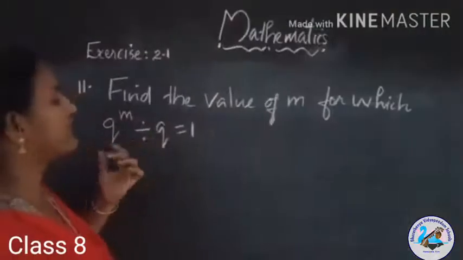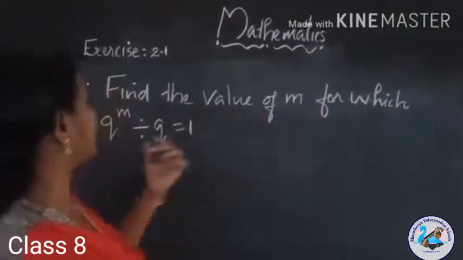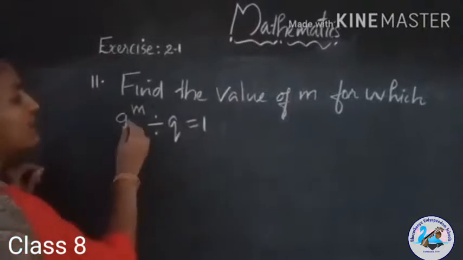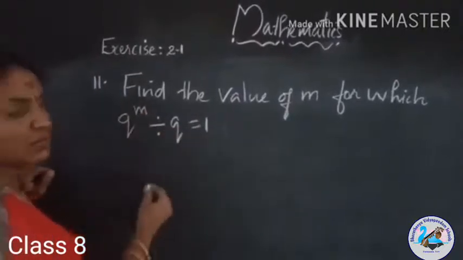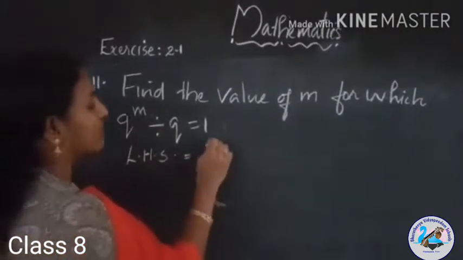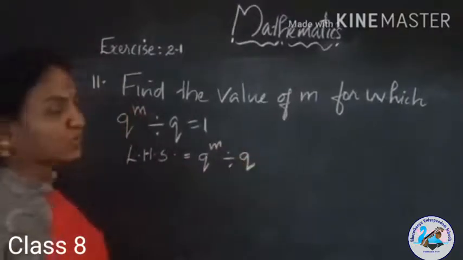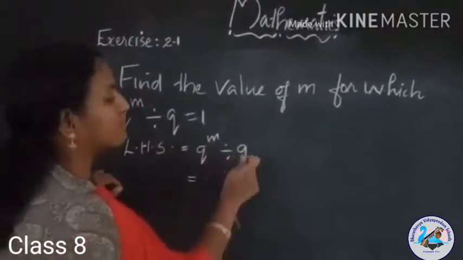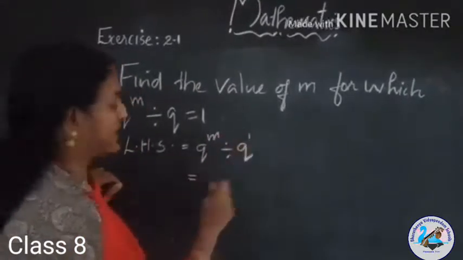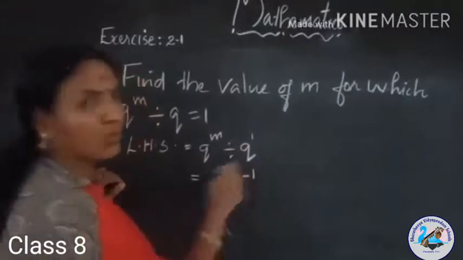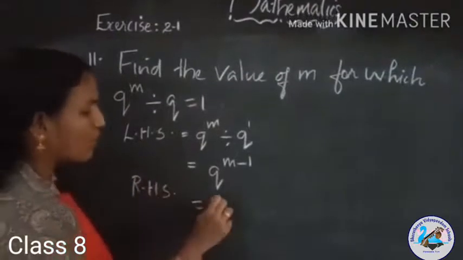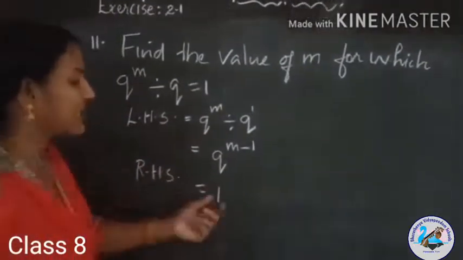Then question number 11. Find the value of m for which q raised to m divided by q is equal to 1. Take the LHS: q raised to m divided by q means q raised to 1. So a power m divided by a power n is a power m minus n, giving q raised to m minus 1. Then take the RHS, which is 1. Any integer raised to 0 is 1.